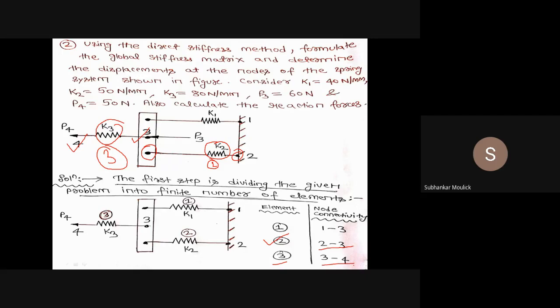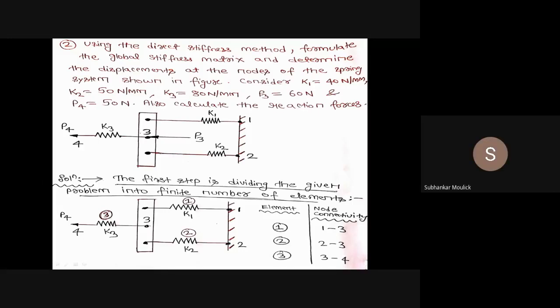And how many nodes are present? A total of 4 nodes are present. And if altogether there are 4 nodes in this entire problem, then I know that the global stiffness matrix for the entire problem will be a 4 cross 4 matrix. That means it will have 4 rows as well as 4 columns. I know that the size of the global stiffness matrix depends upon the number of nodes present in the problem. Is it clear to all of you? Any doubt so far? No, sir.